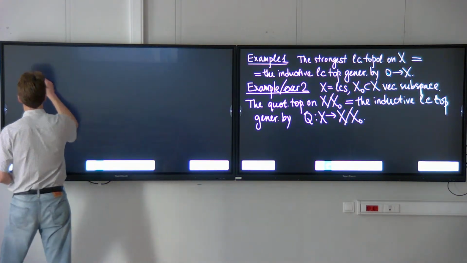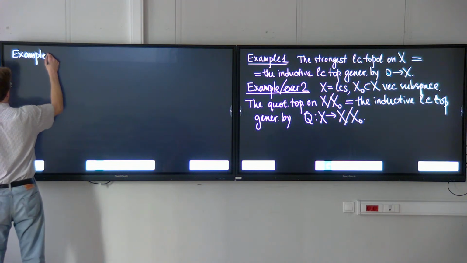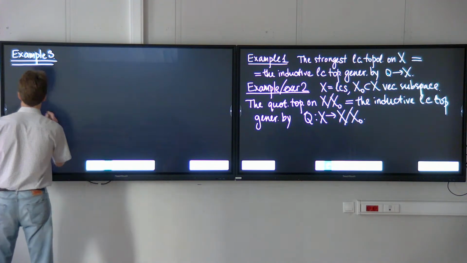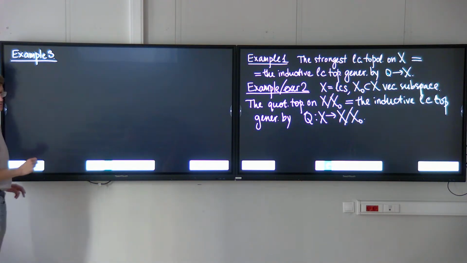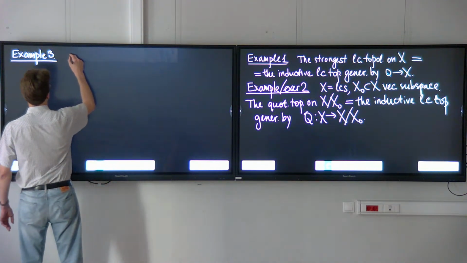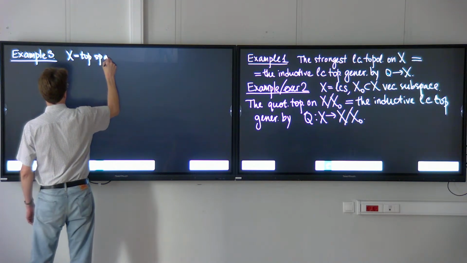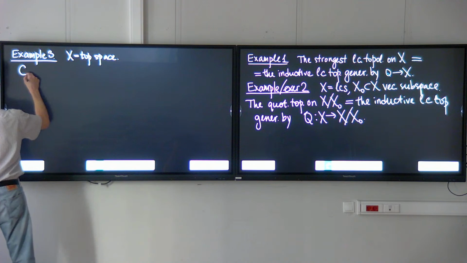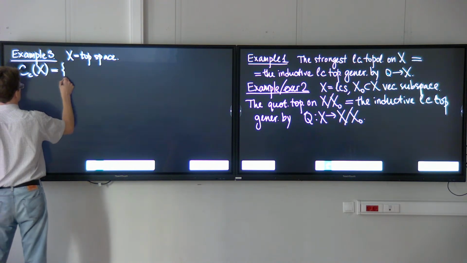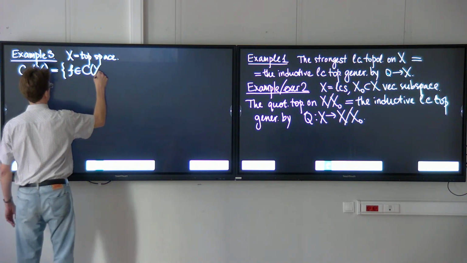Example 3 describes the canonical locally convex topology on the space of continuous compactly supported functions on an arbitrary topological space. So suppose X is a topological space, and let's denote by C_c(X) the space of continuous compactly supported functions on X.